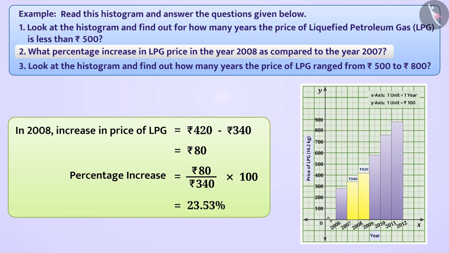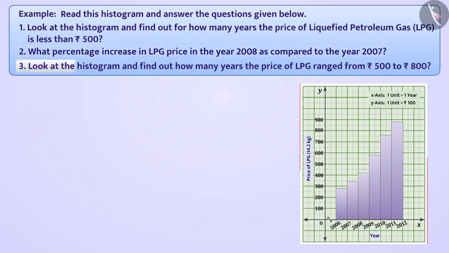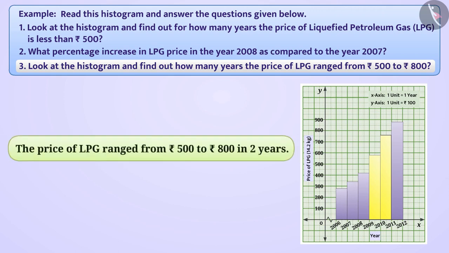23.53%. Look at the histogram and find out how many years the price of LPG ranged from 500 rupees to 800 rupees. In the year 2009-2010 and in the year 2010-2011 class intervals, the price of LPG is between 500 and 800. So, we can say that in 2 years, the price of LPG ranged from 500 rupees to 800 rupees.